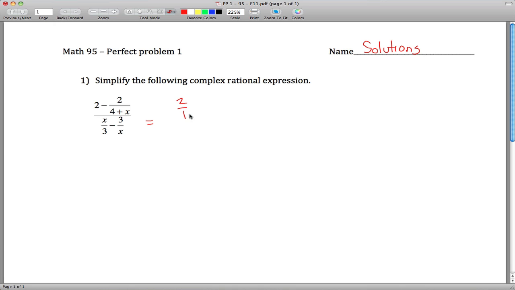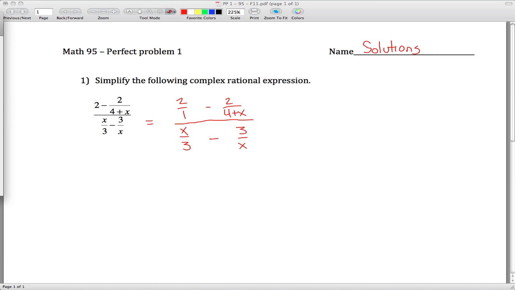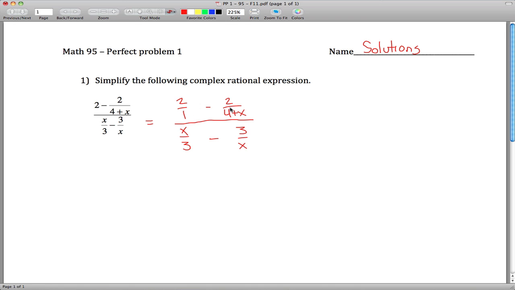So if you think about this, 2 is 2 over 1. What we can do to find a common denominator is, on the top here the common denominator will just be 4 plus x. So we'll want to multiply by 4 plus x over here and here, and then multiply by 1 over here and here, which you don't even have to write. And the common denominator on the bottom will be 3 times x. So we need an x over here, and a 3 over here.